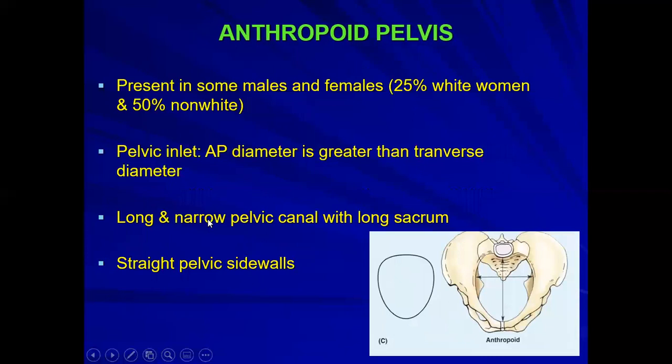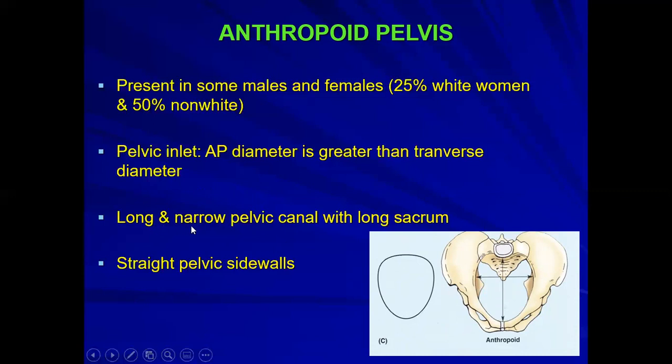For the anthropoid pelvis, it is present in some males and females, 25% in white women and 50% in non-white women. For the anthropoid pelvis inlet, the AP diameter is greater than the transverse diameter. This is special about the anthropoid pelvis. For the gynecoid pelvis, it is the reverse.